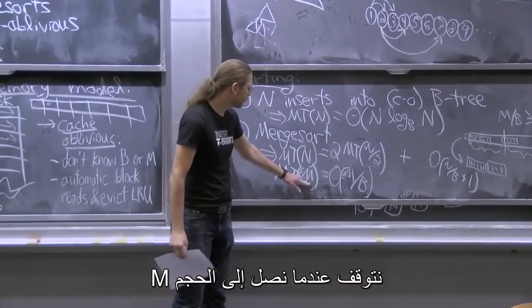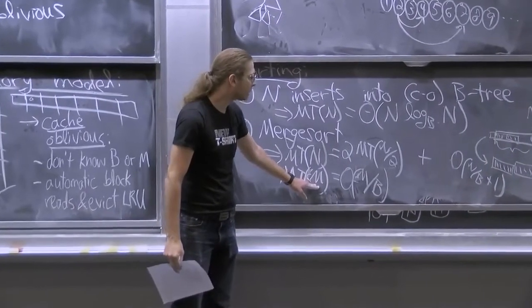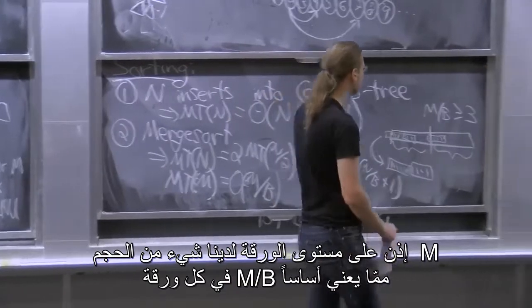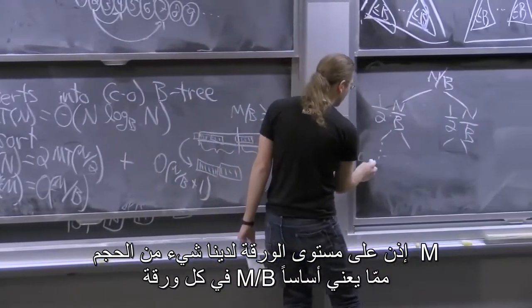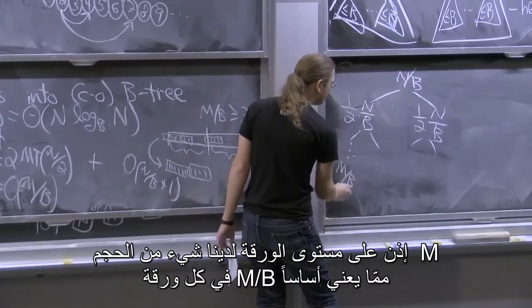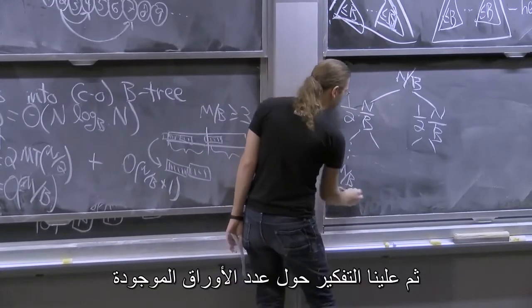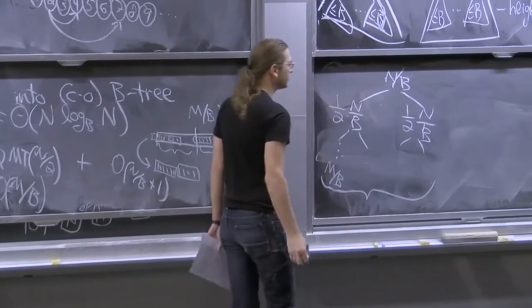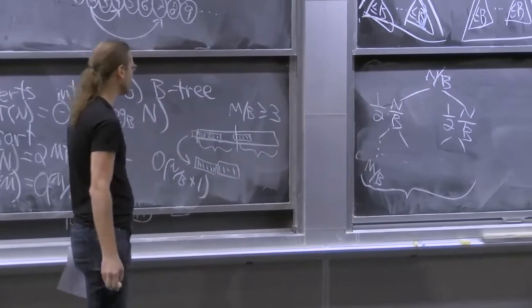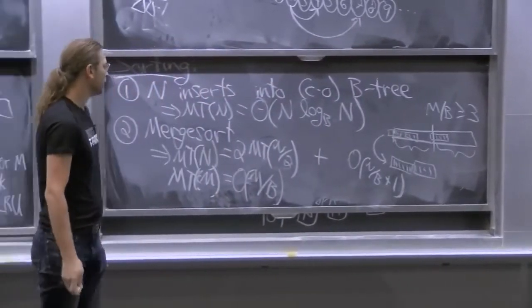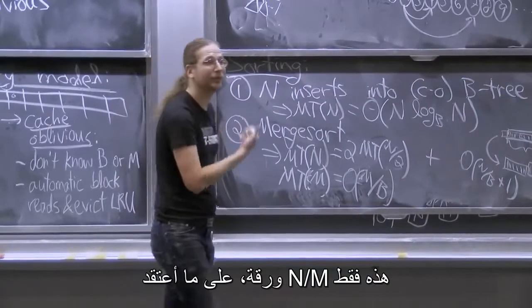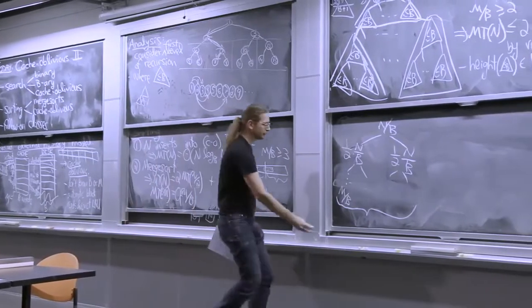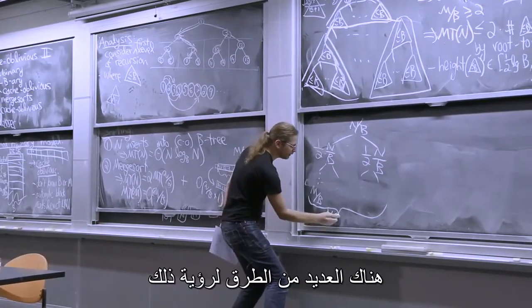We stop when we reach something of size m. So at the leaf level, we have something of size m, which means we basically have m over b in each leaf. And then we should think about how many leaves there are. This is just n over m leaves, I guess. Lots of ways to see that.